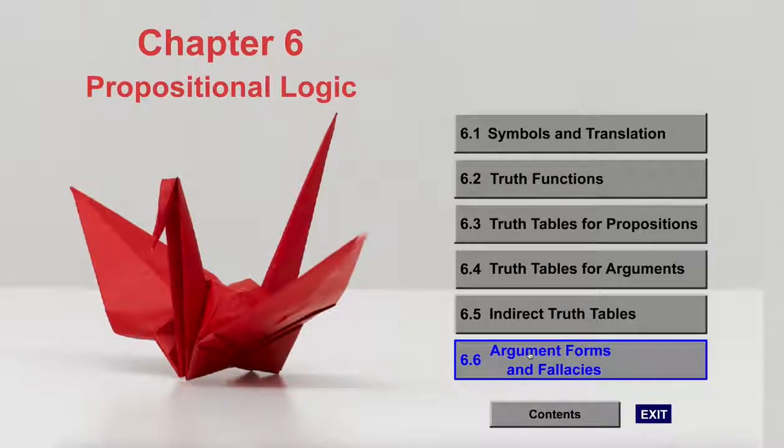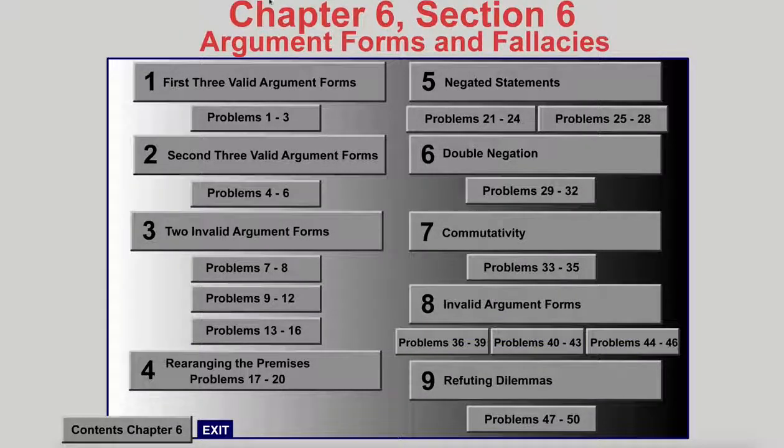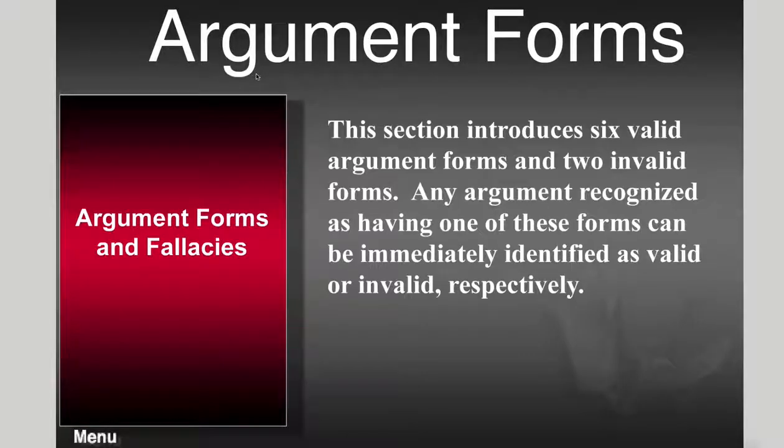And we're going to do argument forms and fallacies. Okay, so if you see that there's 9 of them, we're going to have a little bit of work to do today, but hopefully we'll make it go quickly. So we introduced 6 valid argument forms that you've seen in the book, and 2 invalid ones. Any argument recognized as having one of these forms can be immediately identified as valid or invalid, respectively.